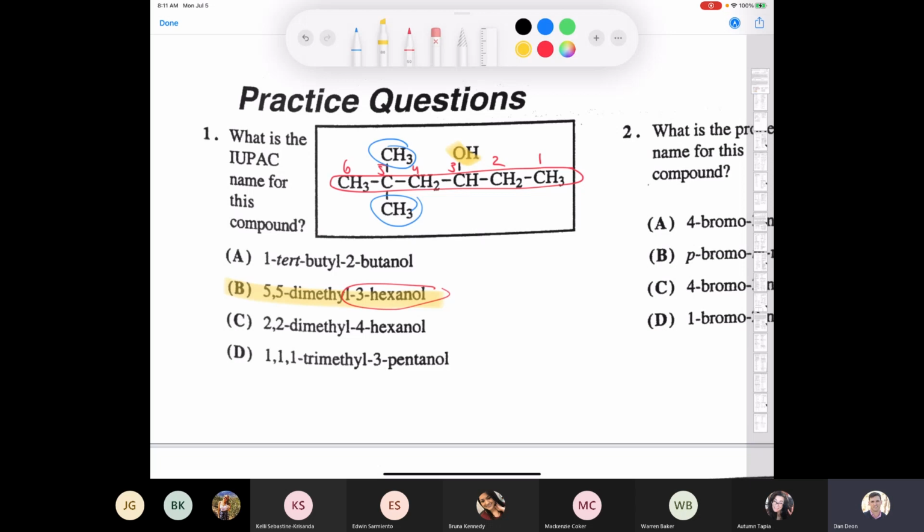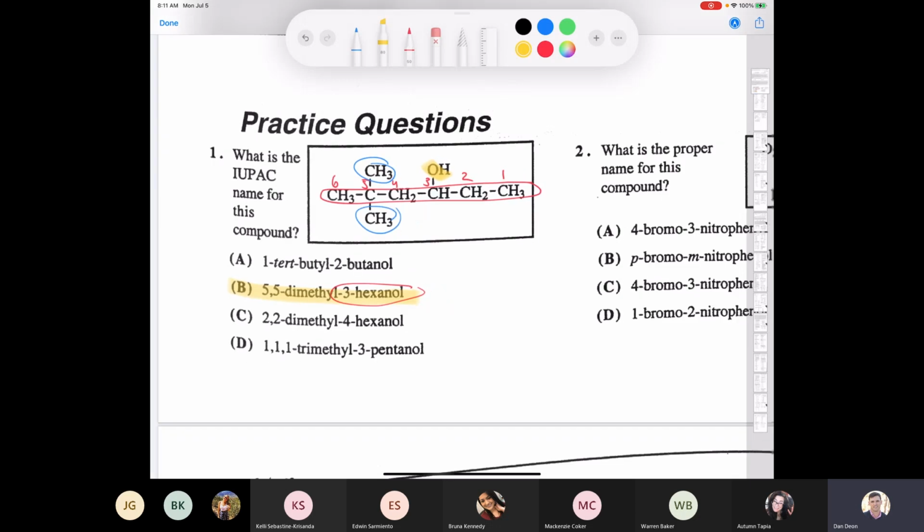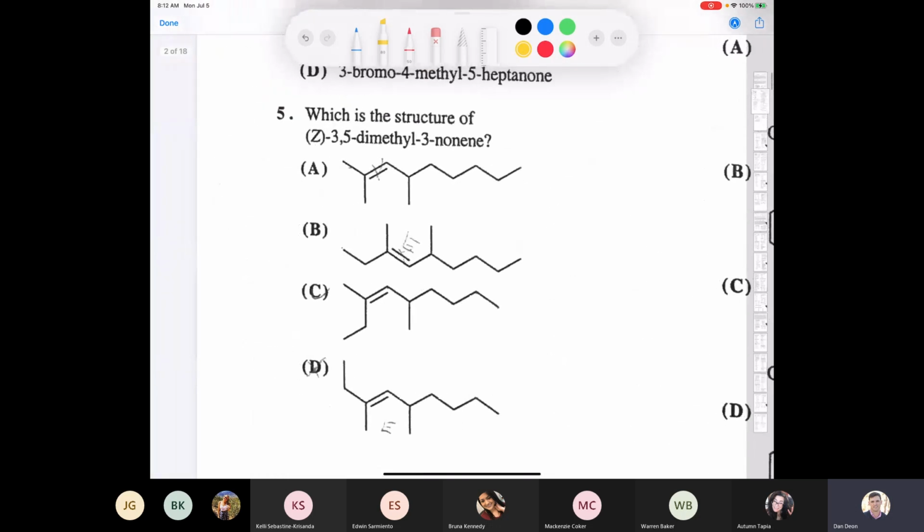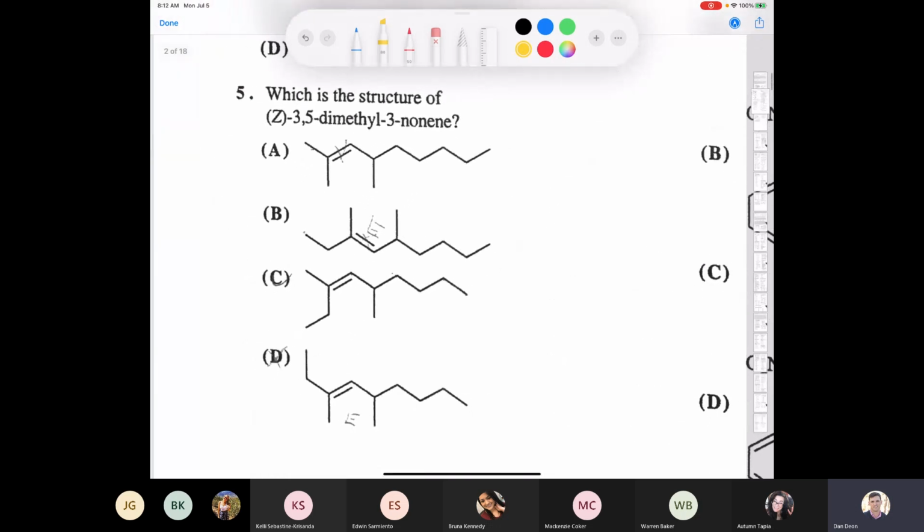All right. Now, I don't think there's any alcohol nomenclature on your exam, but I just wanted to show you how we can use the process of elimination to solve a problem like this. Well, let's get back to alkene nomenclature and try question number 5. And I'd like to give you guys a second to look at it before we solve it.